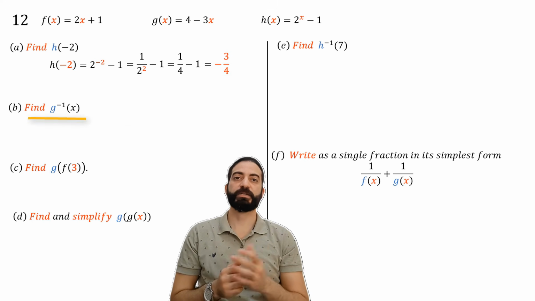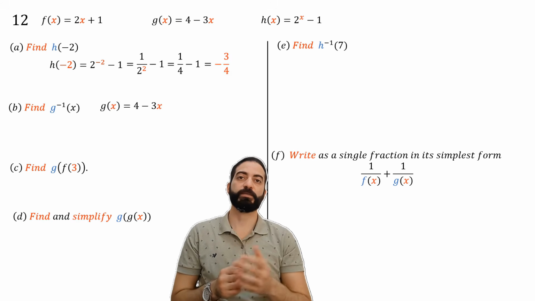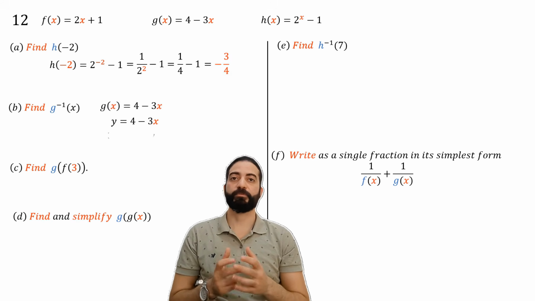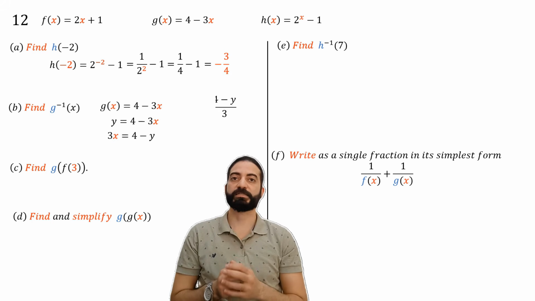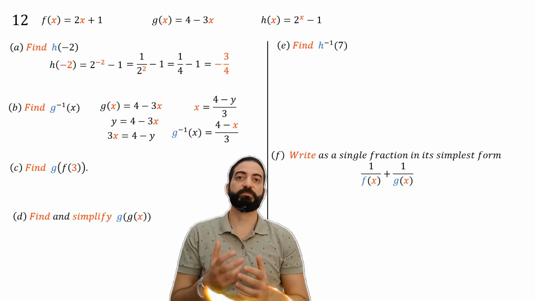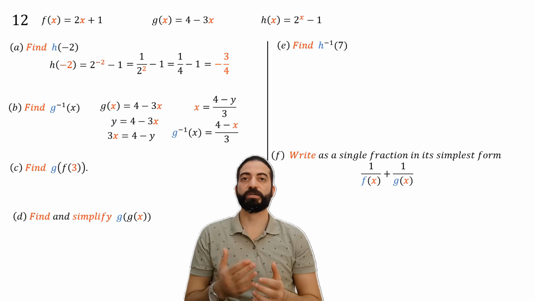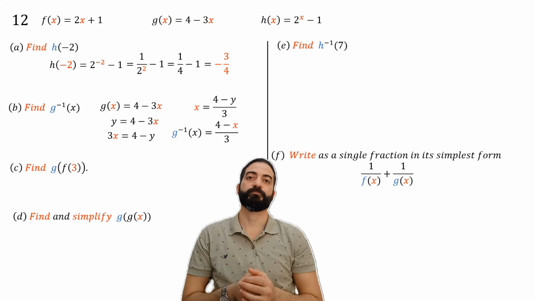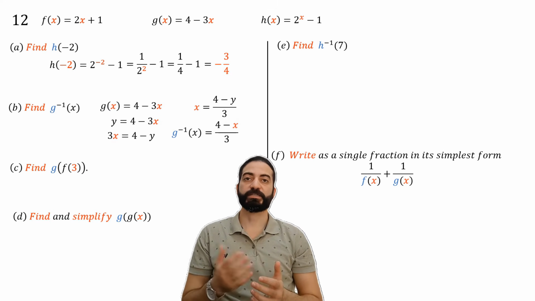Find g^-1(x). The first step, in place of g(x), we put y. The second step, we perform a calculation for x, and when we get x, the third step, in place of x, we put g^-1(x), and in place of y, we put x. We now move to part C.